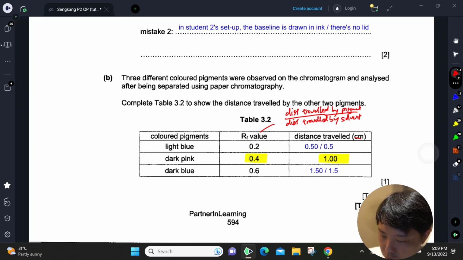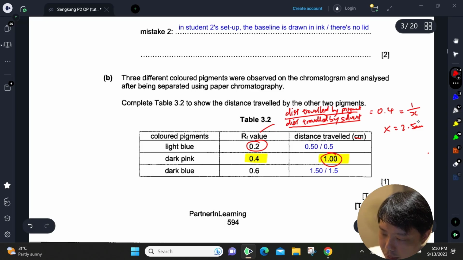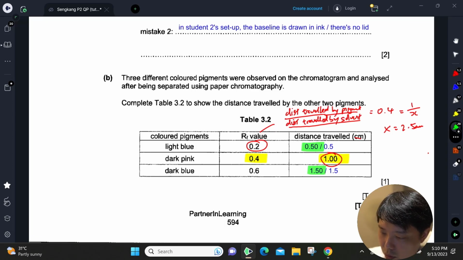So if you have an RF value of like 0.4, and then the distance travelled by the pigment is 1, so 1 over x. X is the distance travelled by the solvent, which is common to all. So basically you want to do a little bit of math. Your x is actually equal to 2.5 cm. Knowing your RF value is 0.2, and knowing that your x is 2.5, you can work out the values of the distance travelled by your pigment.